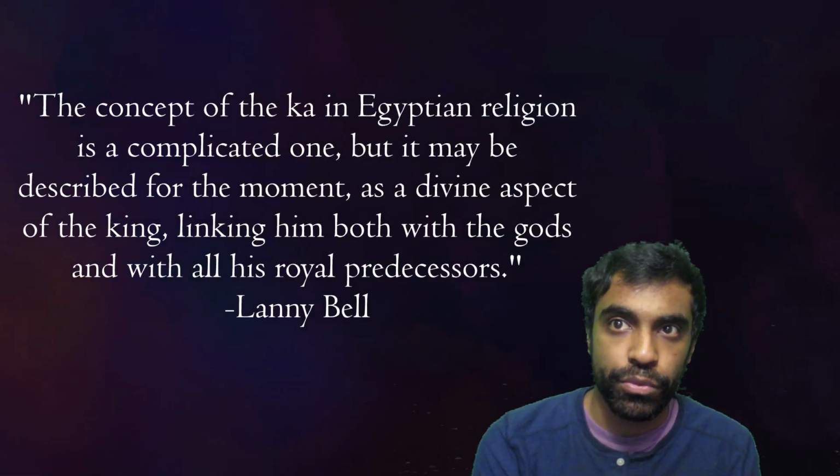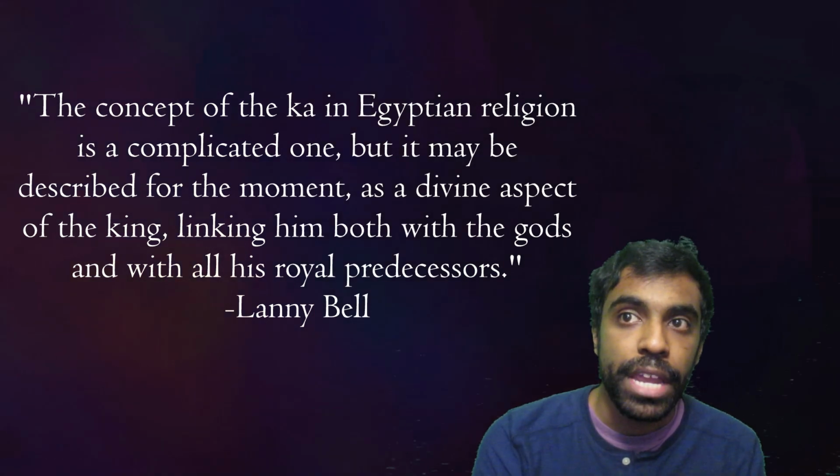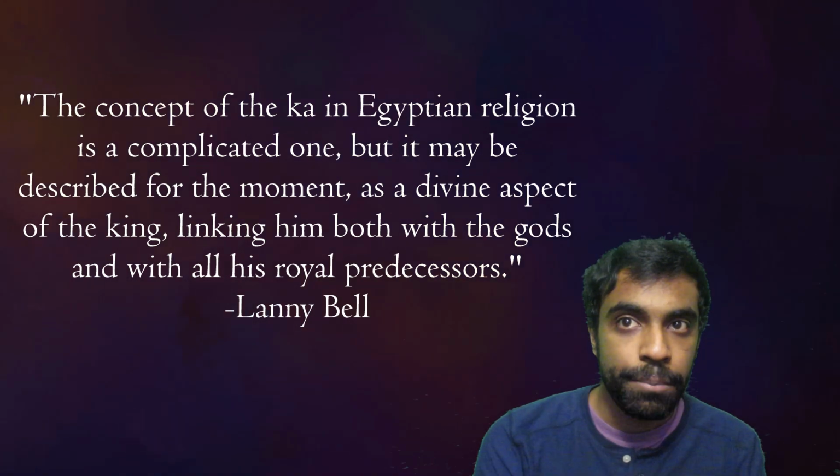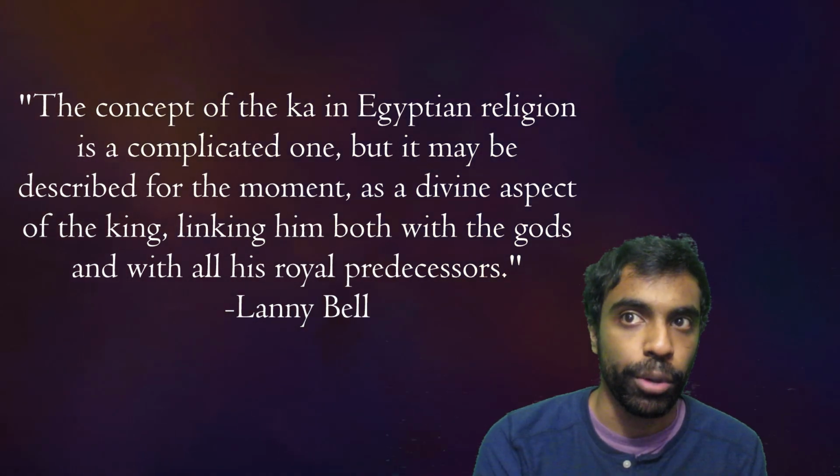For example, he writes, "The concept of the Ka in Egyptian religion is a complicated one, but it may be described for the moment as a divine aspect of the king, linking him both with the gods and with all of his royal predecessors."